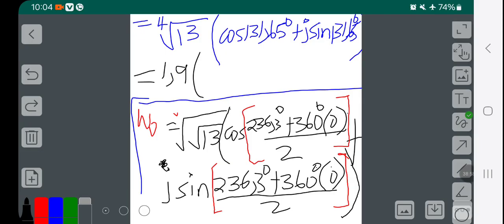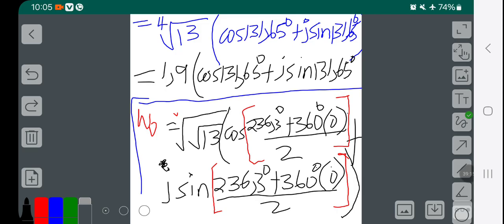Then opening bracket, it's cos 131,65 degrees plus j sine 131,65 degrees. So guys, I think this one will become your polar form. This is your final answer for this one, whereby k is equal to 0. So that is your first answer here.